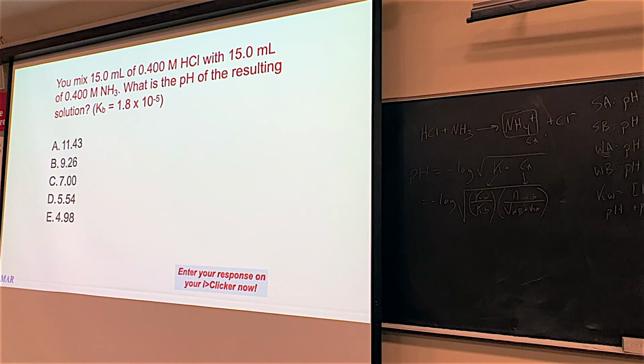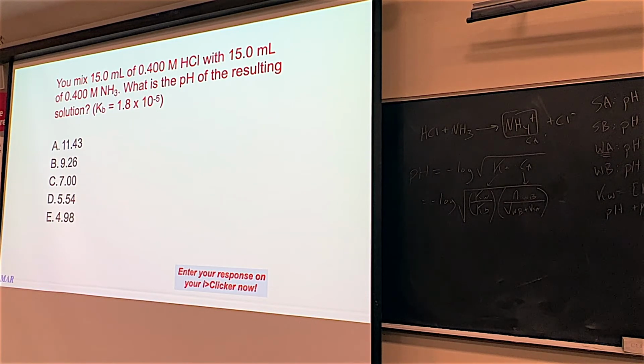So this is going to be equivalence. And at this point, the ammonia and the HCl have knocked each other out, and you have ammonium and chloride. Chloride is pH boring, so ammonium is the active species here. And ammonium is an acid. It's the conjugate acid of ammonia, the base. So like all weak acids, it's something like minus log square root Ka times Ca. Now we don't have Ka, but we have Kb. So Kw divided by Kb will give us our Ka.